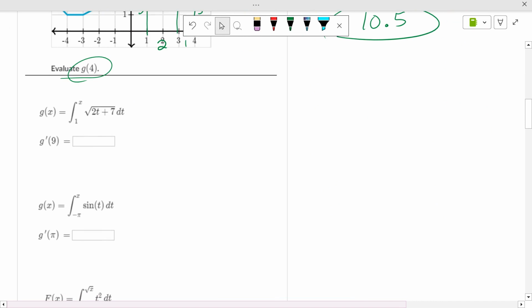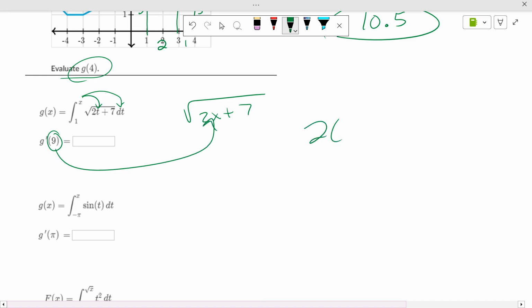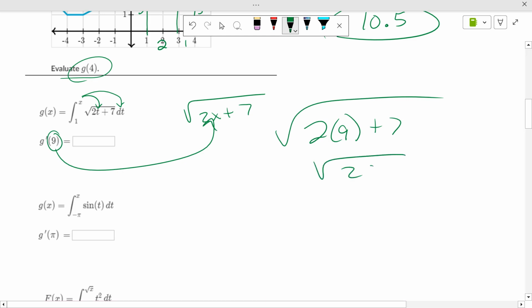So if we're told to find this, we stick the x in for the t there, and stick the x in there. Well, the first derivative of x is 1. So it's just the square root of 2x plus 7, where x is this number. 2 times 9 is 18, plus 7 is 25. So we're taking the square root of 25, which is 5. Fundamental theorem of calculus done. You don't even worry about the first number. Don't worry about the first number. You just worry about this one, the one the x is.